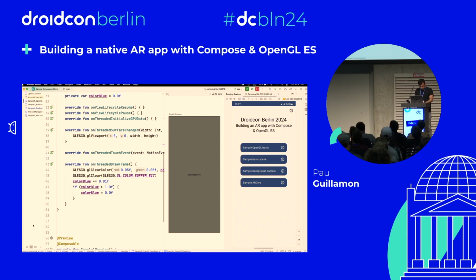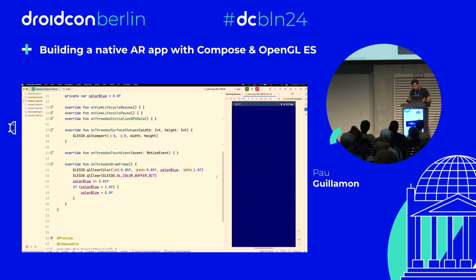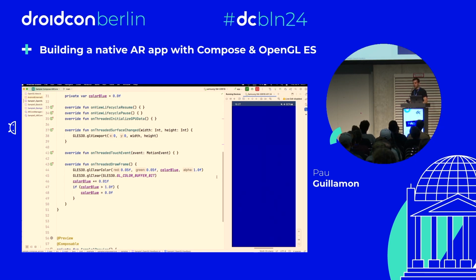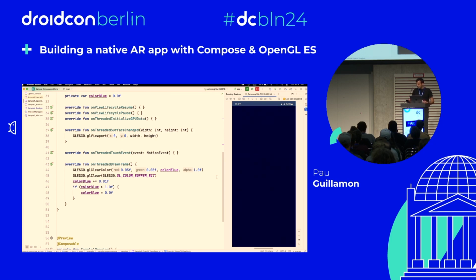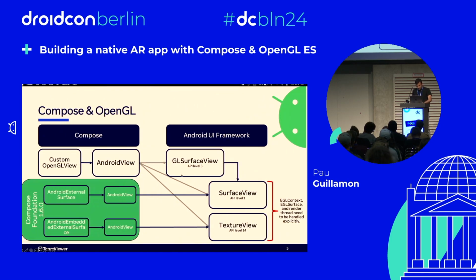So let's quickly execute that on the device. I have my running device here with this sample app. And if I execute that, we now have this full screen OpenGL view, just changing the background color. Very exciting, huh? Let's move on.